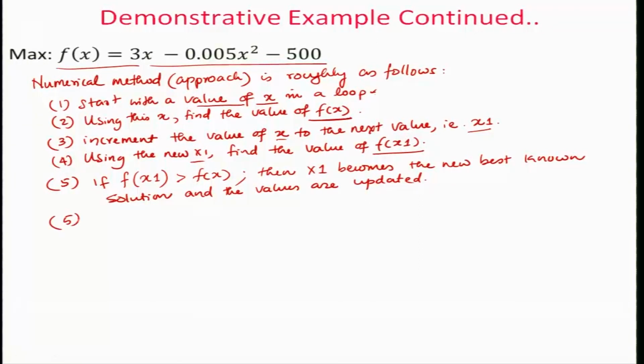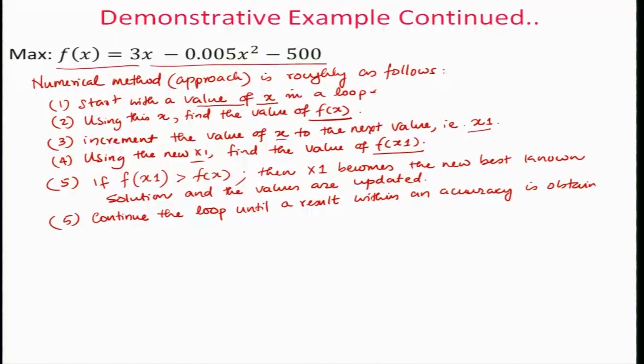Then the fifth one is, continue the loop. You repeat this process until a result within an accuracy is obtained. Here you are not looking for the exact result. So, with a reasonable accuracy we can actually get this. So, let us take a look into what we call as this.